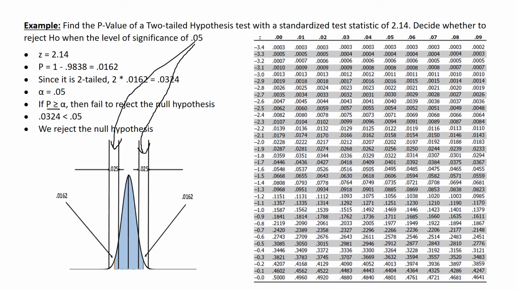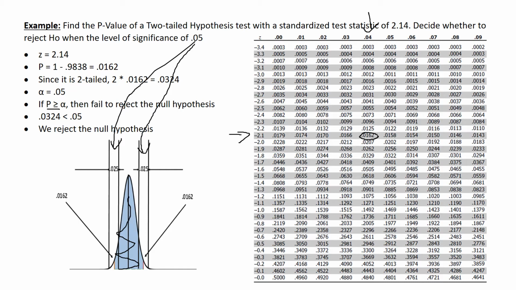Well, let's look at what 2.14 is. Negative 2.14 is right here. And there's negative 2.14 right there, which gives me 0.0162. 0.0162 is outside the 0.025. Everything in this blue here is anything I'll accept.